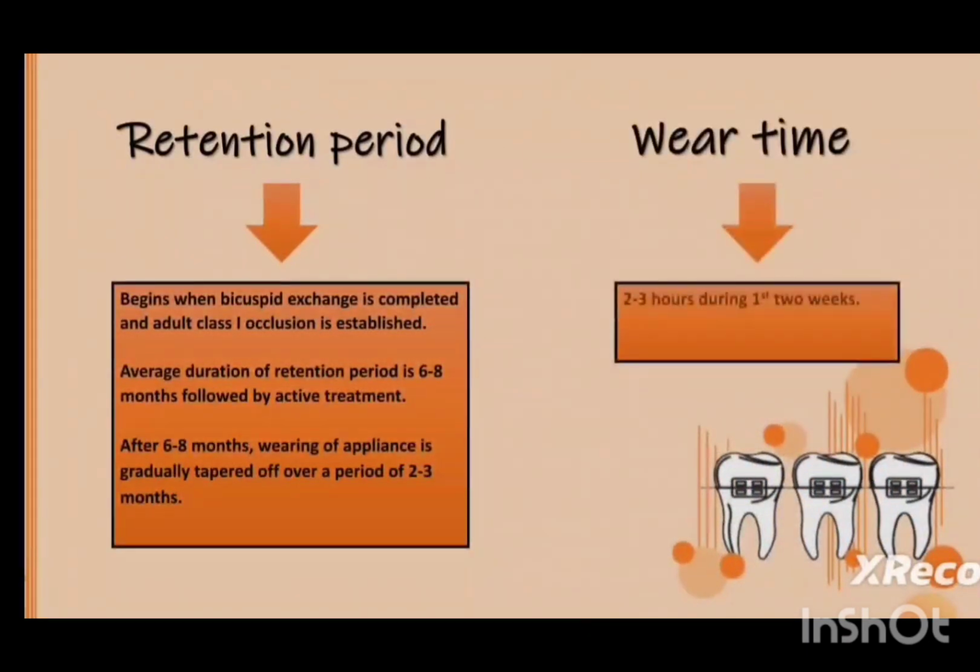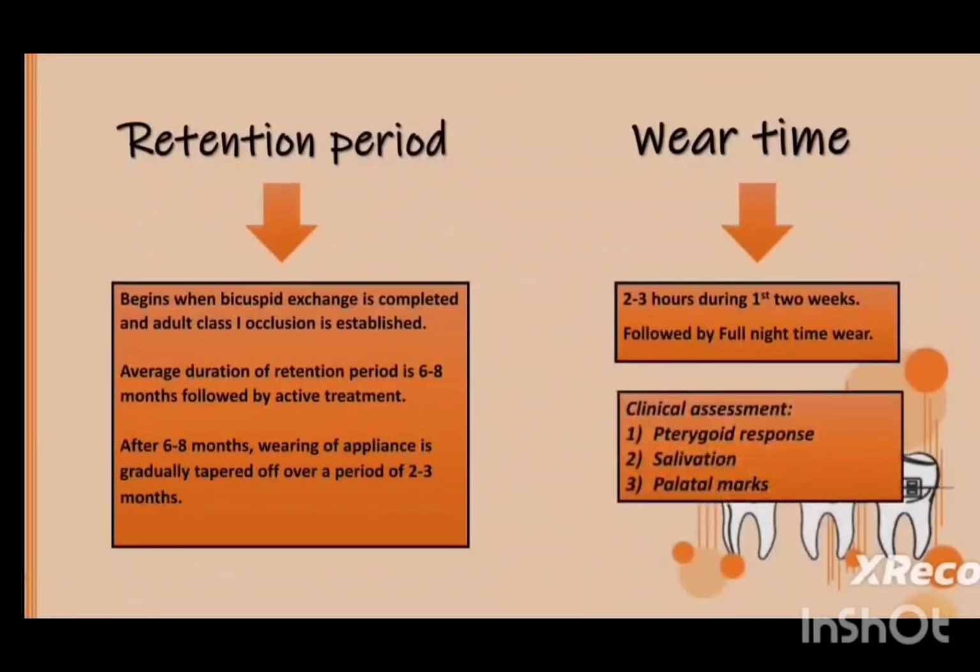Now let's talk about the retention period. The retention period here begins when the bicuspid exchange is completed and adult class 1 occlusion is established. The average duration of retention is 6 to 8 months, followed by active treatment. Now, after these 6 to 8 months, the wearing of the appliance is gradually tapered off over a period of 2 to 3 months. And the wear time advocated is 2 to 3 hours during the first 2 weeks, followed by full nighttime wear.